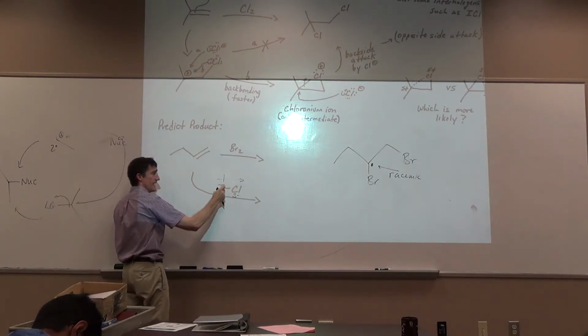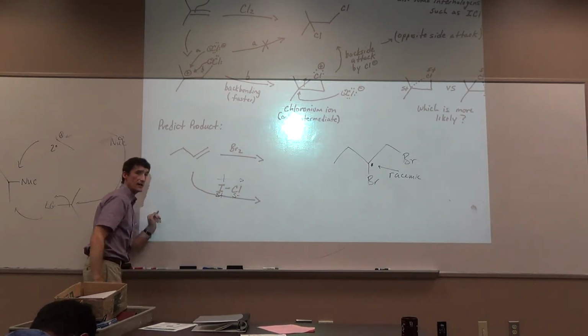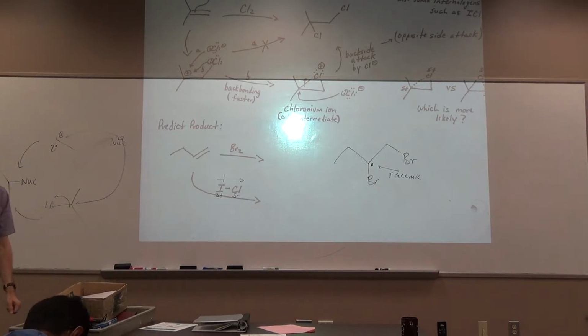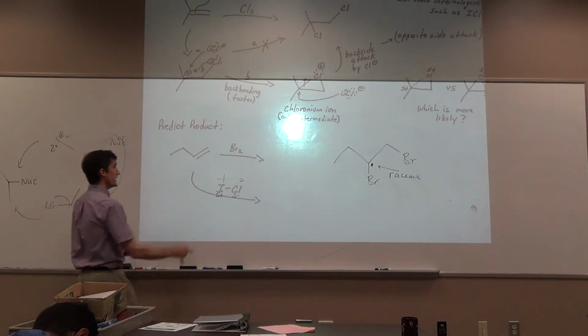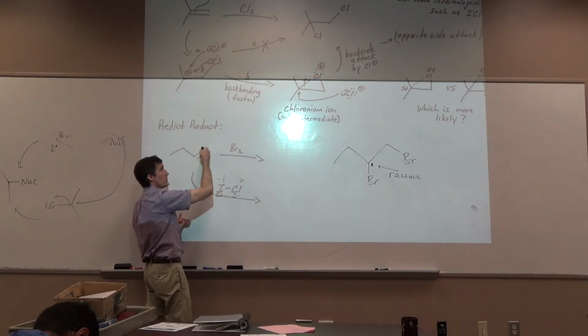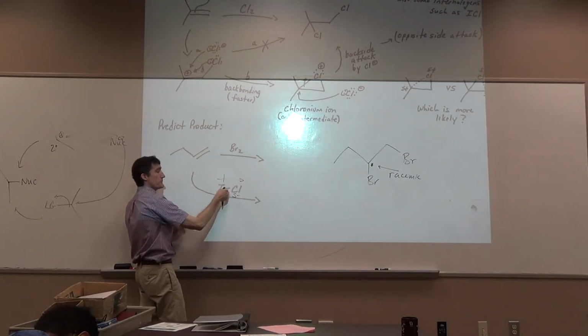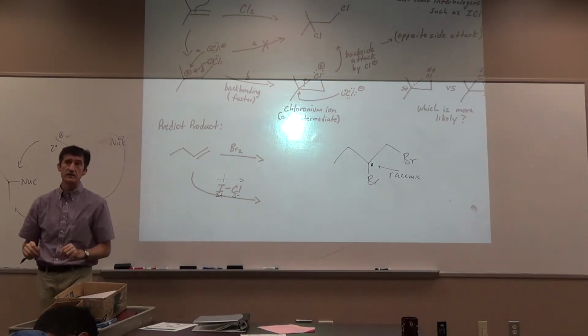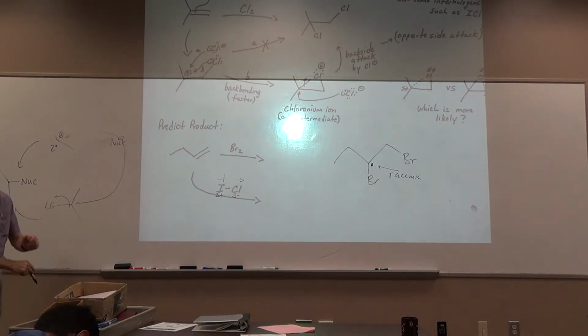Ultimately, we're going to add an iodine to one carbon and a chlorine to the other. Just like here, we added a bromine to one carbon, a bromine to the other. The question is, which carbon is the iodine going to be on? One position or the two position?